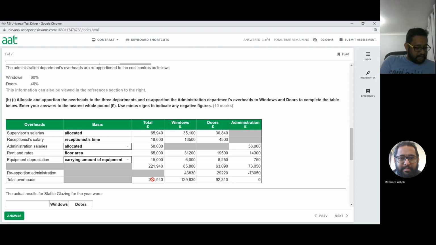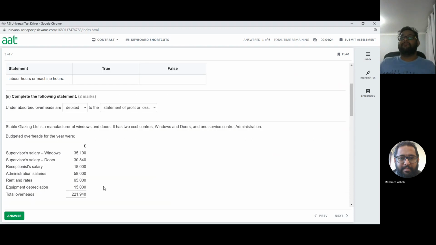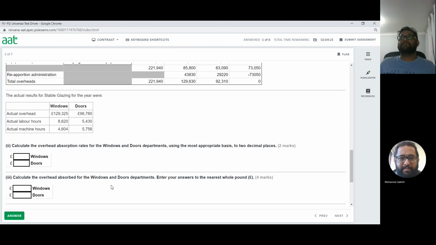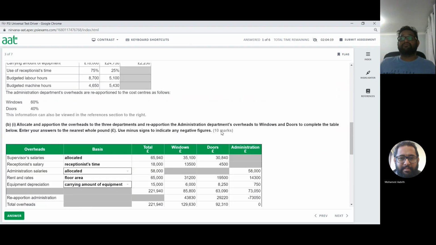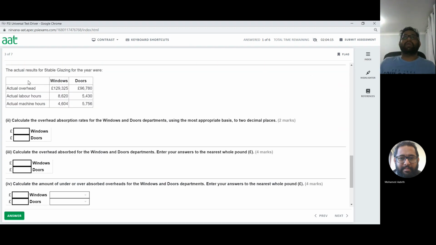Let's prove it. 129,630 plus 92,310. That will give me 221,940, which matches my apportionment, and that should give you the full marks. Okay, so this question alone carries 10 marks, which is not bad, to be honest.